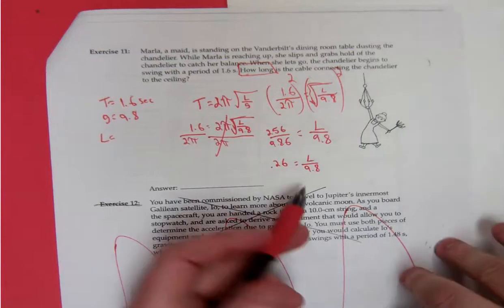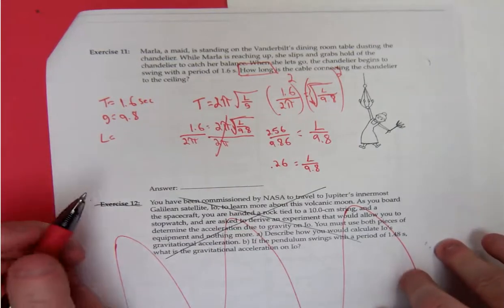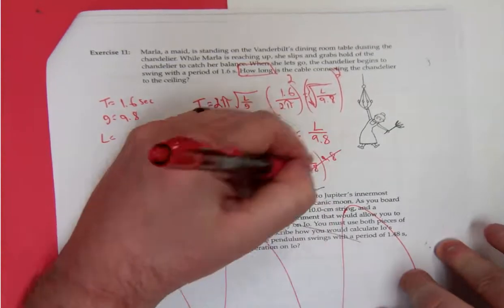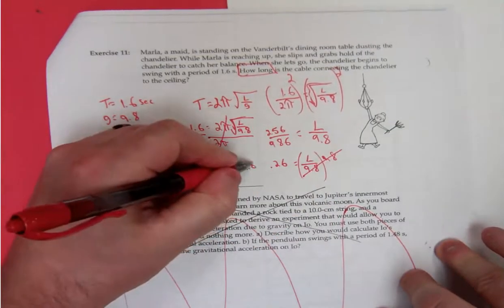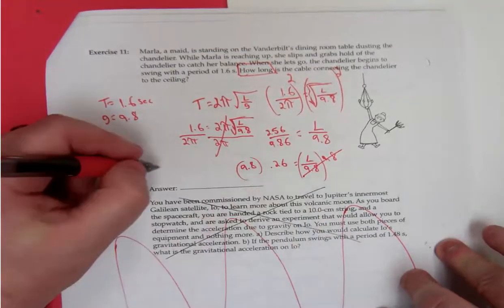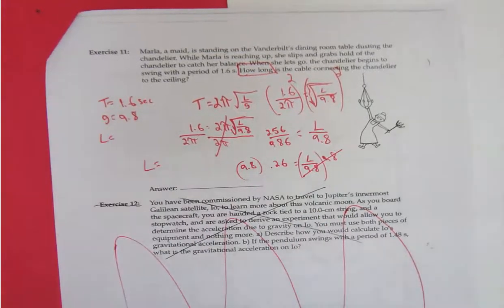Okay, so now we have just an easy basic formula. We just got to get length. So I'm going to do times 9.8. Since it's on the bottom, I'm going to cross that out. Times 9.8. So we have 9.8 times 0.26 equals length. So length equals, let's look at the key, 0.64. So let's see. Times 0.64. No, not times 0.64. What am I talking about? 0.26. I'm zoning out on this one.